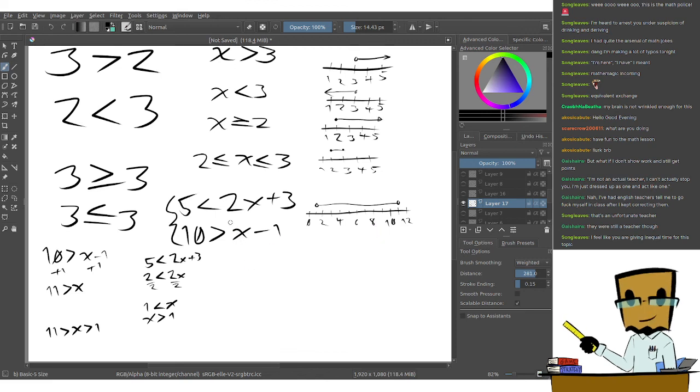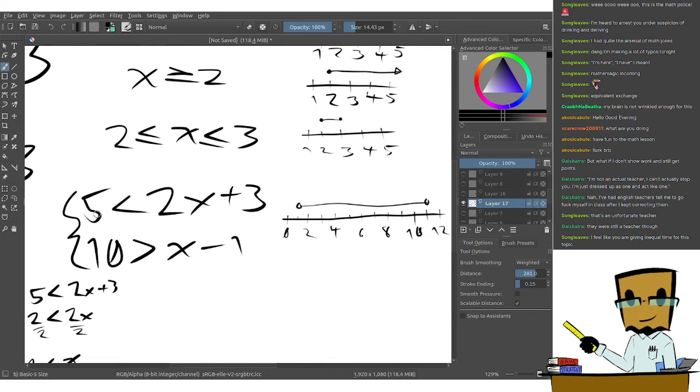So, you can plug in any number here, and it'll be correct for both of these statements. So let's do 6. So, 3 times 6 is 12, plus 3, 15 is in fact greater than 5, and 6 minus 1 is 5, which is less than 10.